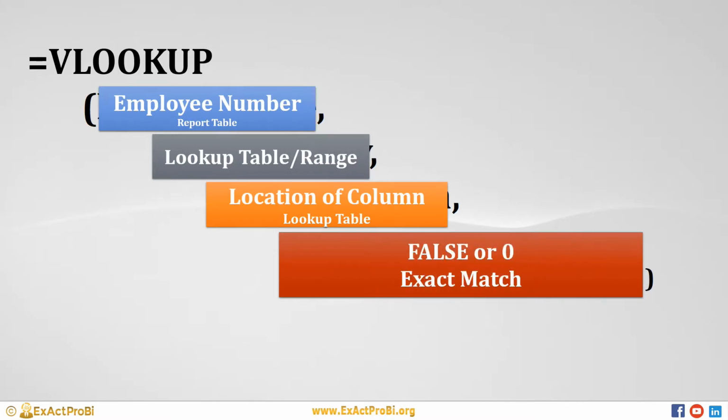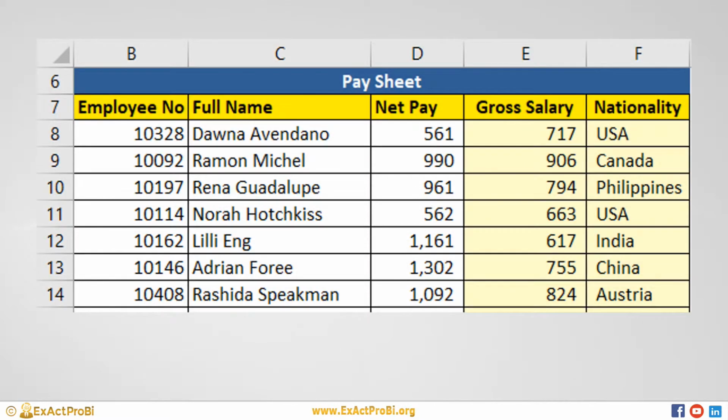The last argument is optional. If you don't put any argument, the VLOOKUP function will assume it's an approximate match, which we don't want in this particular example. We want an exact match. So in this case, we'll be writing false or 0. This would be the result in columns E and F after you have written this formula correctly. So gross salary in cell E8 is 717, which is correct, and in column F the nationality is USA.